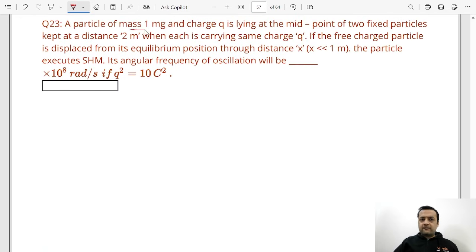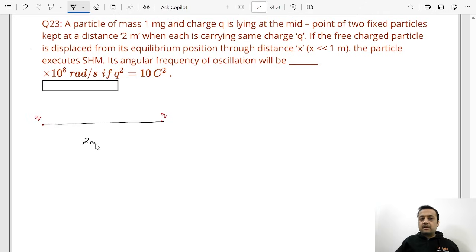Here, a particle of mass 1 milligram and charge q is lying at the midpoint of two fixed particles kept at a distance of 2 meters, each carrying the same charge q. If the free charged particle is displaced from its equilibrium position through distance x, the particle executes SHM, then the angular frequency of oscillations will be. So suppose there are two fixed particles q and q, at a distance of 2 meters from each other.